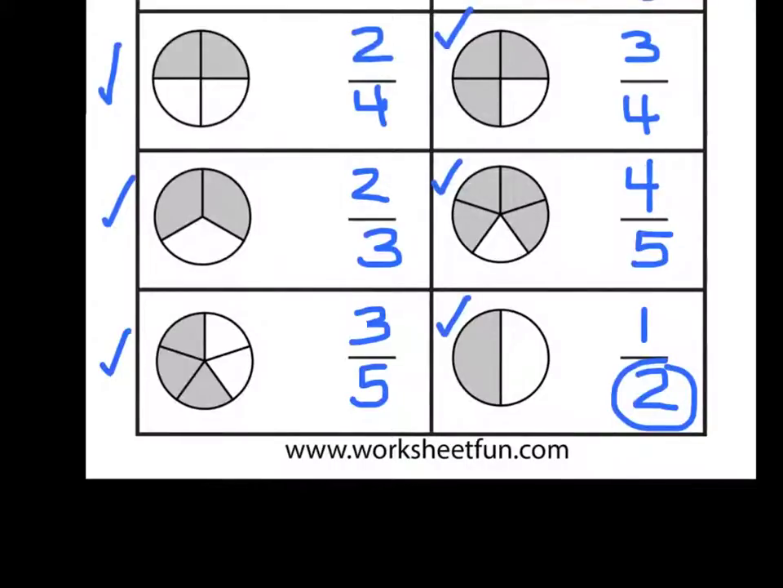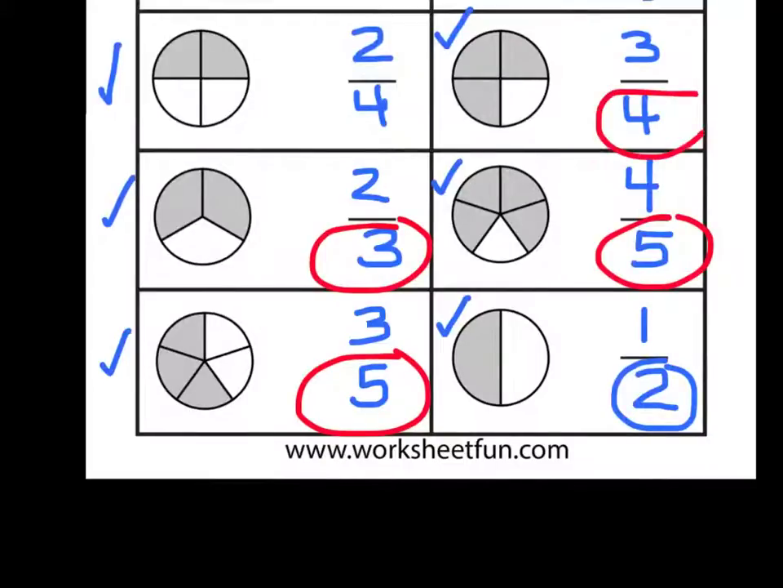You should have noticed that in all of the fractions, the bottom number, the one that we call the denominator, is a larger number than the numerator. It's larger than the top number.